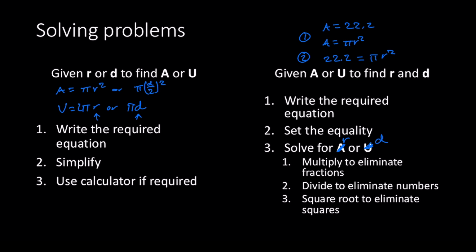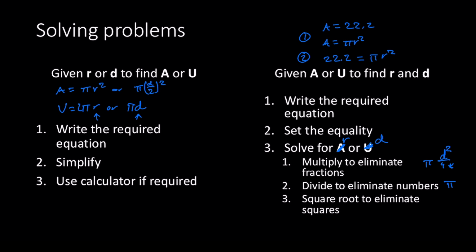So the next step is to solve for whatever it is that you're looking for, either the radius or the diameter. And the way you do that is with these 3 rules. If you want to get rid of a fraction, so for example, if you have the bottom of the fraction and you want to get rid of it, you multiply. If you want to get rid of a full number, like pi, you divide.